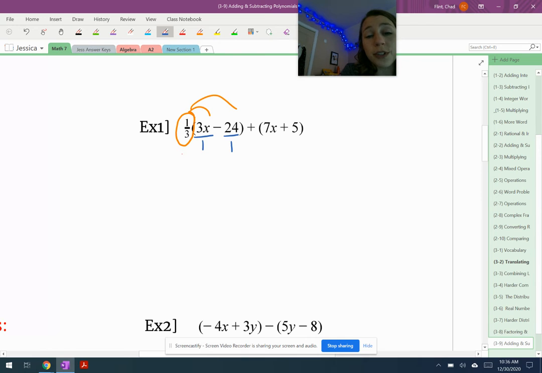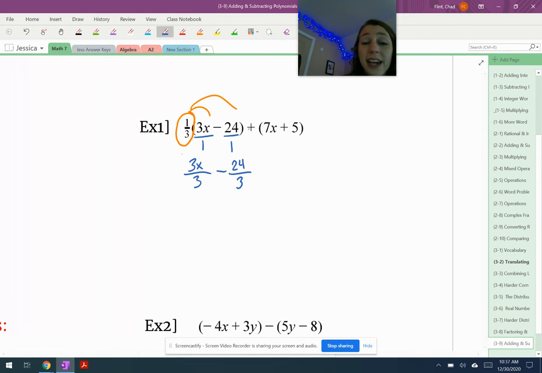So now that fraction multiplication is going to be a little bit easier. We have 3x times 1 on the top is just 3x, and 3 times 1 is 3. Minus 24 times 1 is 24. 3 times 1 on the bottom is 3. So you can see here that when I'm multiplying by 1/3, it's really just like I'm dividing each of these pieces by 3. So I'm going to take another step and do that.